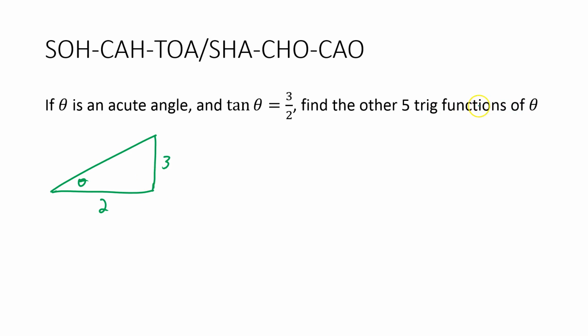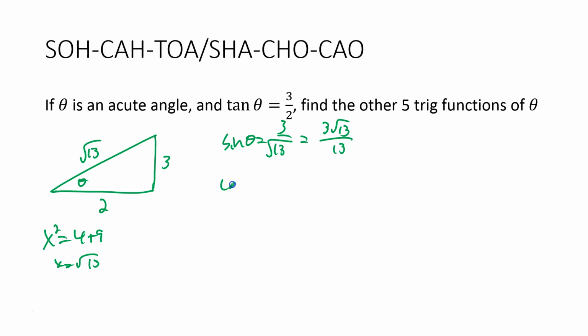And so we have to find the other 5 trig functions. So we have to find this third side. And this third side is going to be, let's see, x squared would be 4 plus 9. So x is root 13. That's really the only difference with this problem, is you have to find that third side first. So sine, opposite over hypotenuse, 3 over root 13, which would rationalize to 3 root 13 over 13. Cosine of theta, adjacent over hypotenuse, is 2 over root 13, which is 2 root 13 over 13.